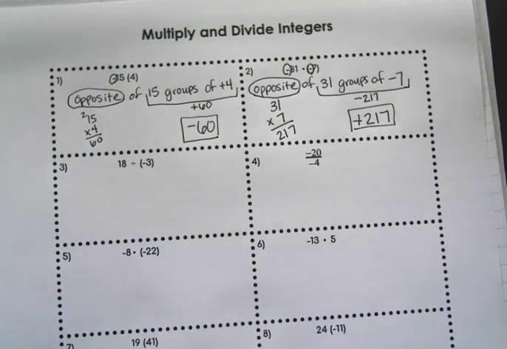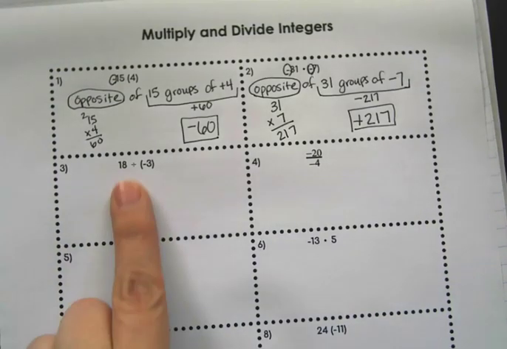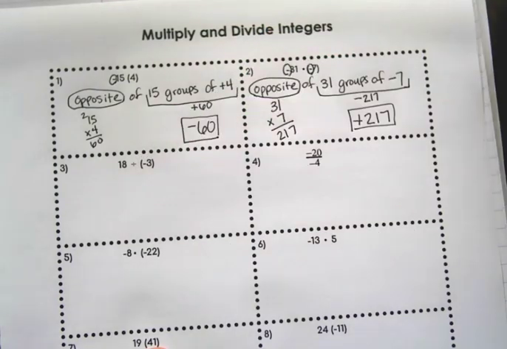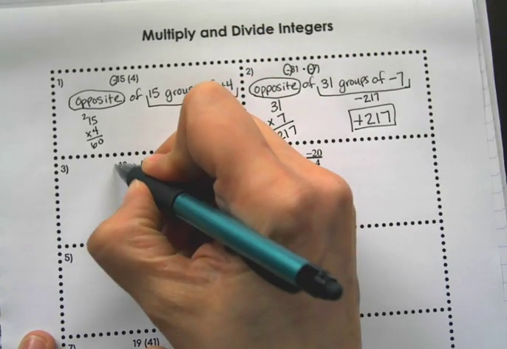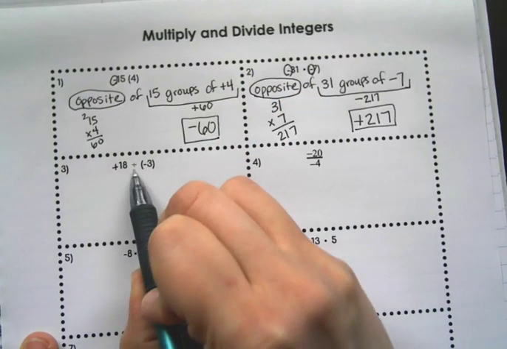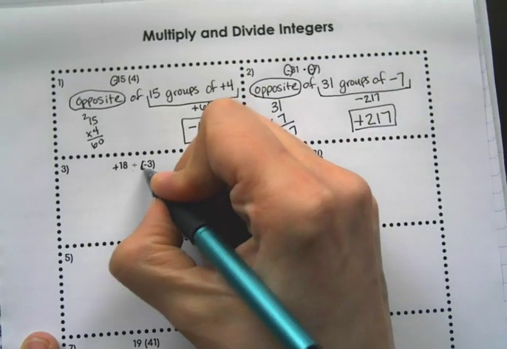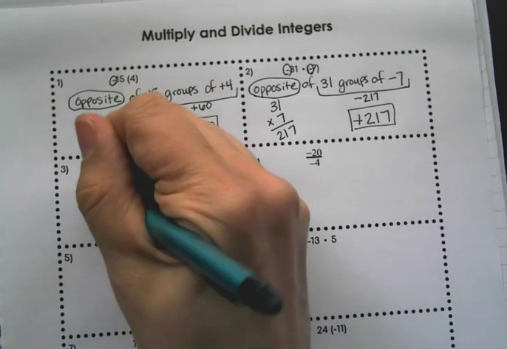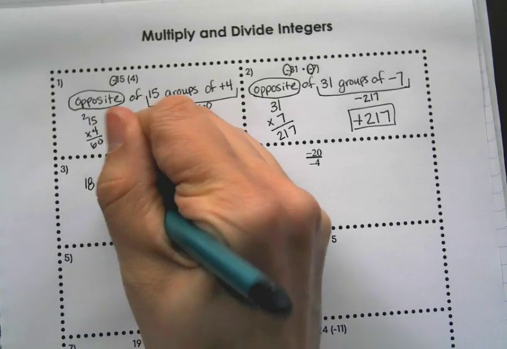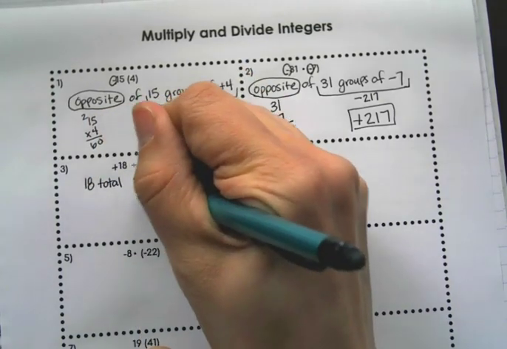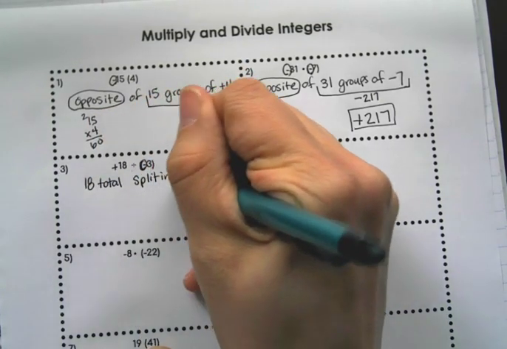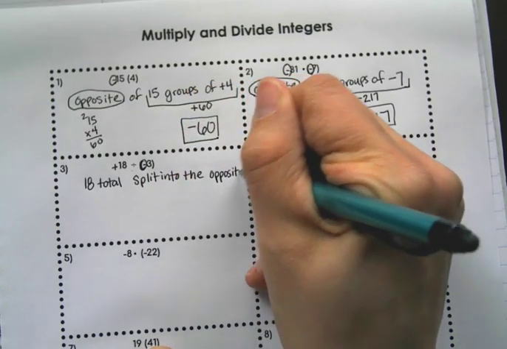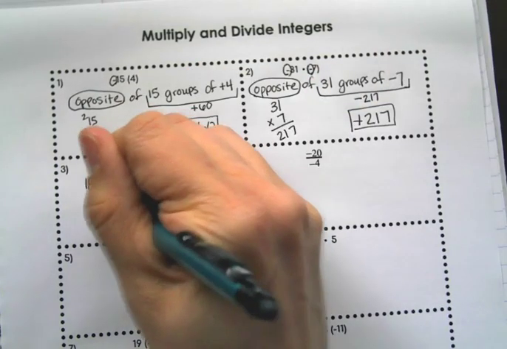What about division? So let's start here. This one is 18 divided by negative 3. And in this case, my 18 is positive, and I need to divide it into the opposite of 3 groups. So it's 18 total split into the opposite of 3 groups.